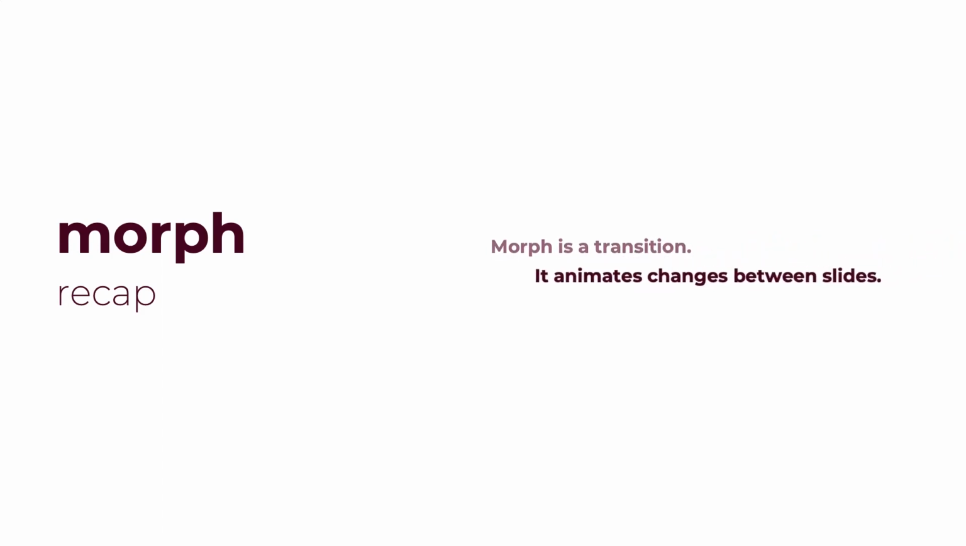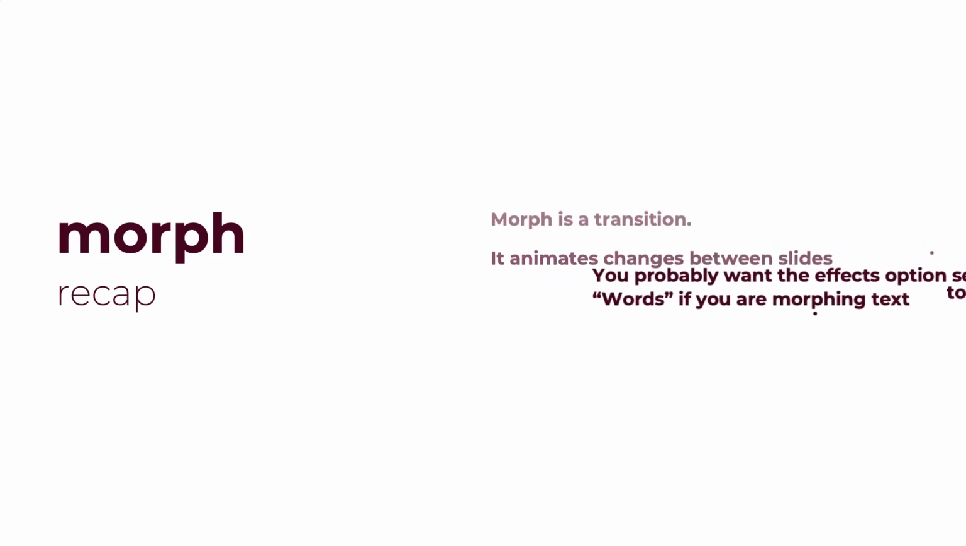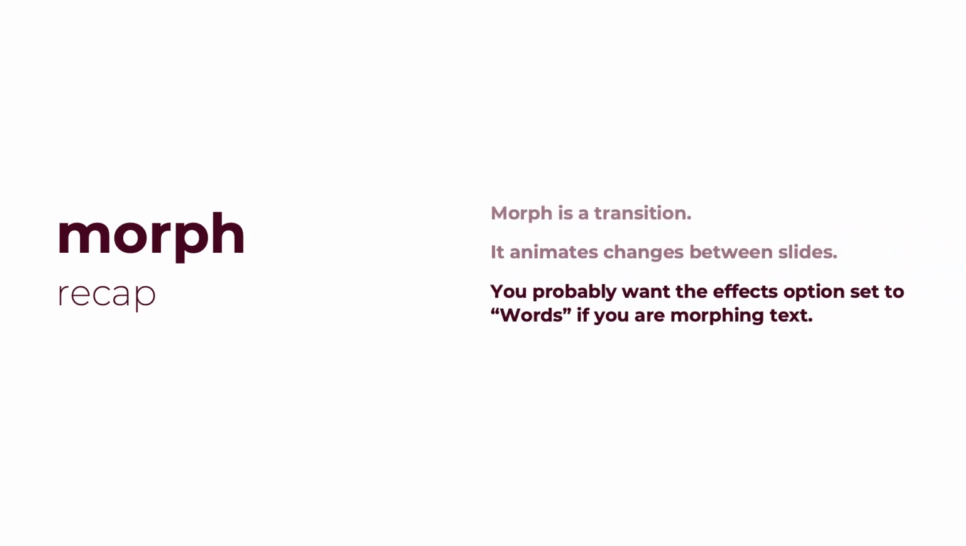Morph. A recap. What have you learned? Well, morph is a transition. If you want to do all this fun transitioning stuff, you find it in the transition tab of the ribbon. It animates changes between slides. So just make it look like how you want it to look before, and then on the next slide, make it look like how you want it to look afterwards, and it will happen. You probably want the effect option set to words.